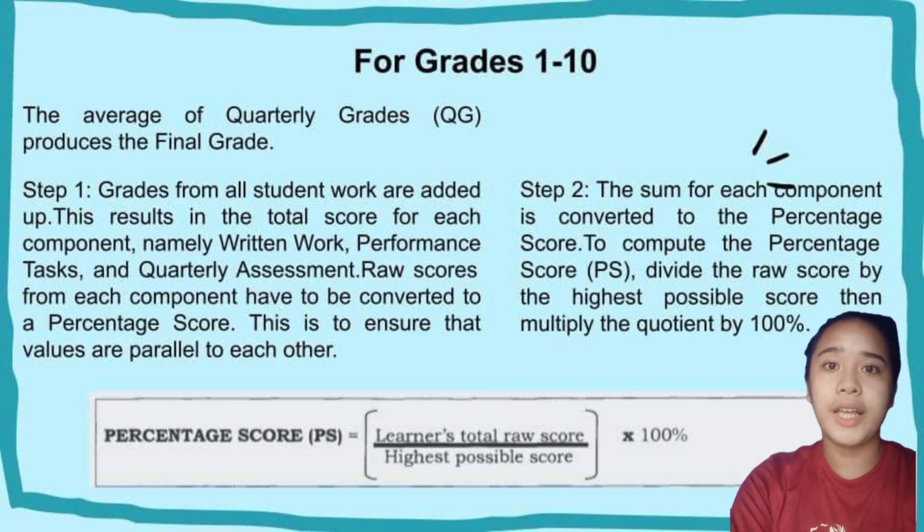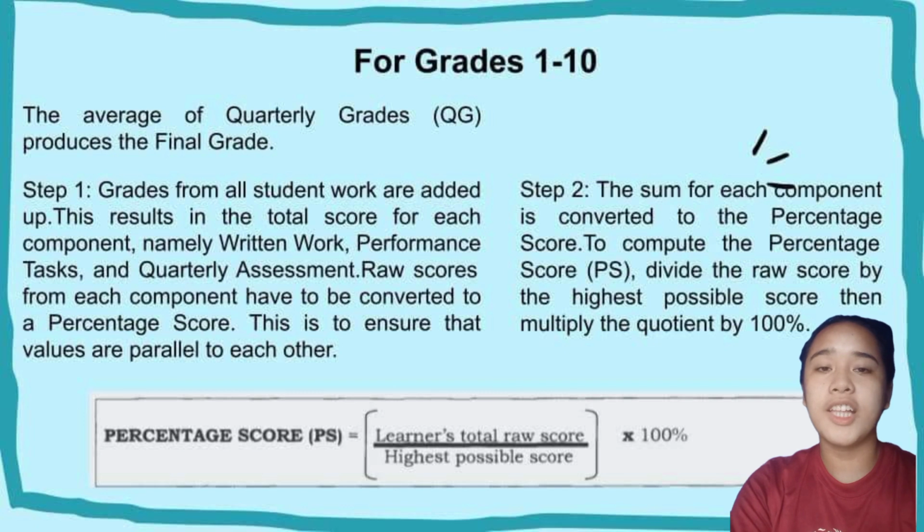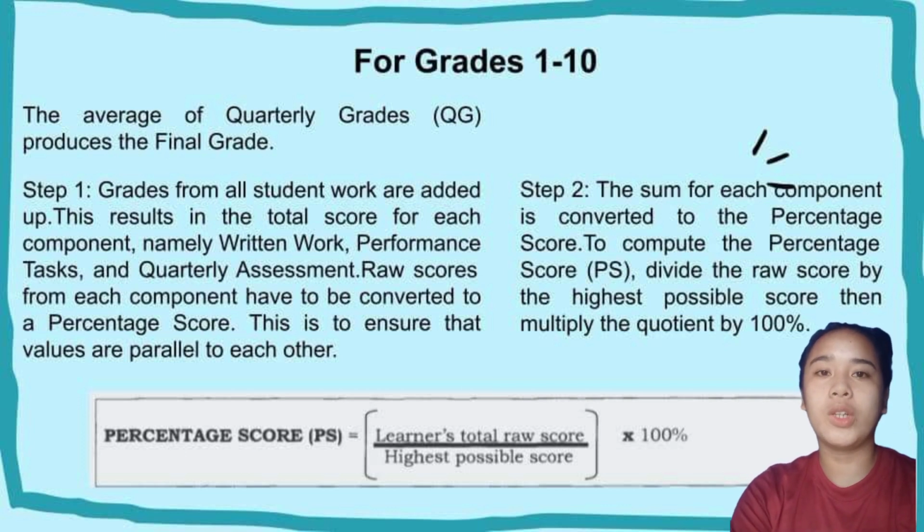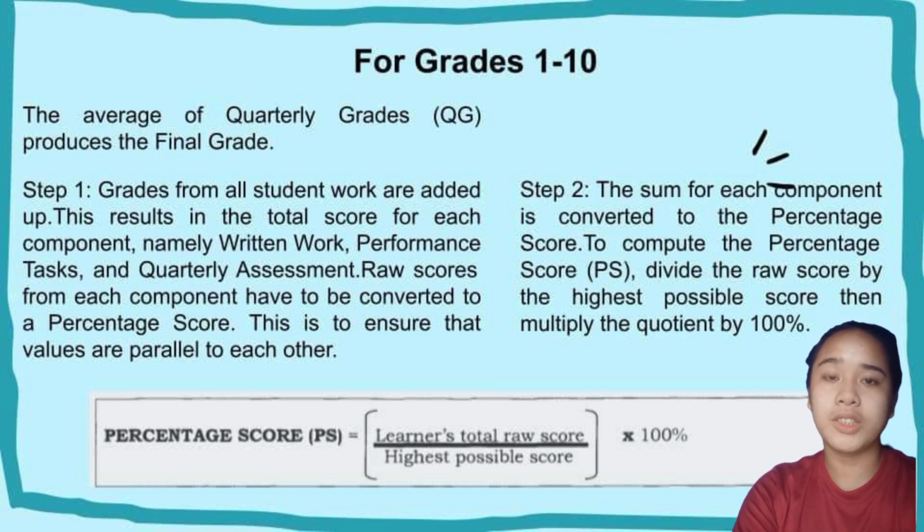The following are the steps in computing the final grades and general average in the BSEd K-12 grading system. Step 1. Grades from all student work are added. This results in the total scores for each component, namely written work, performance tasks, and quarterly assessment. Raw scores from each component must be converted to a percentage score.